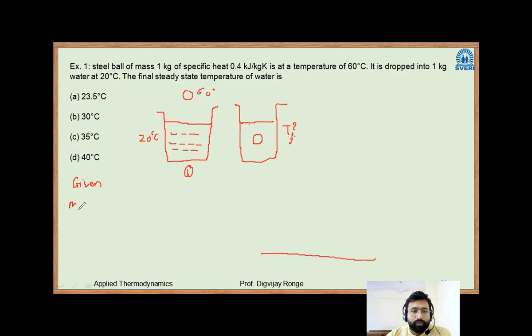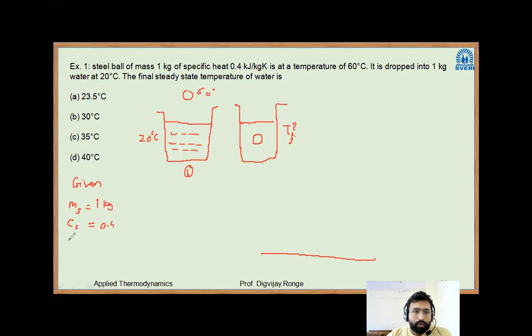The mass of the steel ball is given. I will write the symbol as MS. It is given as 1 kg. Now the specific heat for the steel ball is given. I will write it as C with suffix S, that is 0.4 kilojoule per kg Kelvin.